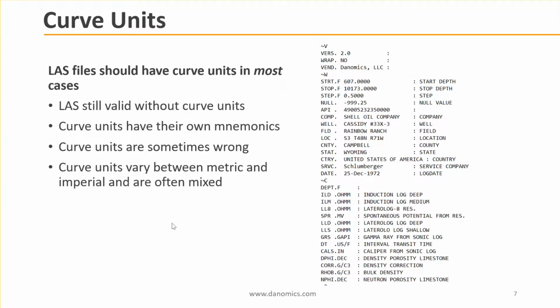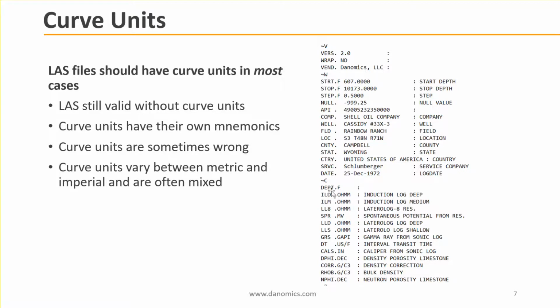With curve units, LAS files should have curve units in most cases. However, the LAS is still valid without curve units. A lot of curve units have their own mnemonics associated with them. Curve units can be wrong, and depending on where you're working, sometimes it can be metric, sometimes it can be imperial, sometimes it can be mixed. So just real quickly on units, what do I mean that they also have their own mnemonics?